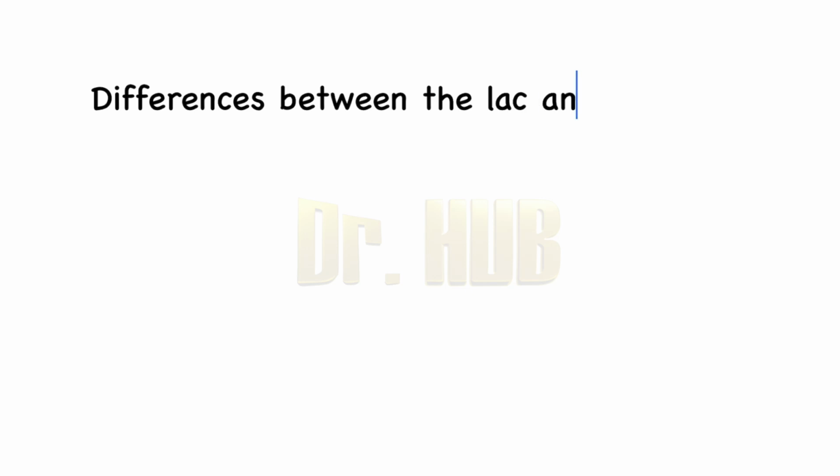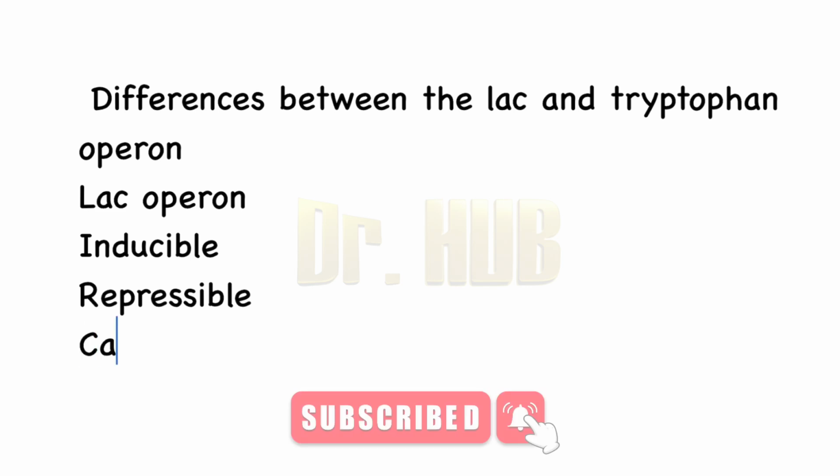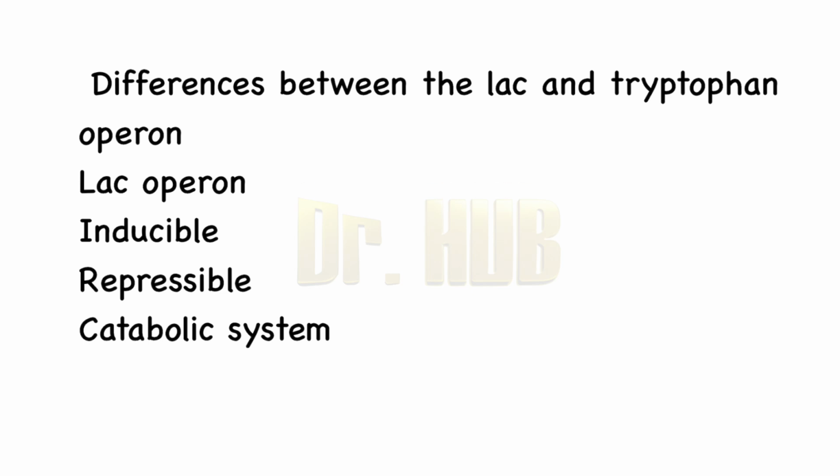Let's look into the differences between the LAC and the tryptophan operon. First, the LAC operon is an inducible gene complex, whereas the tryptophan operon is a repressible gene complex. Next, what about the catabolic system? The LAC operon has a catabolic system, whereas the tryptophan operon has an anabolic system.